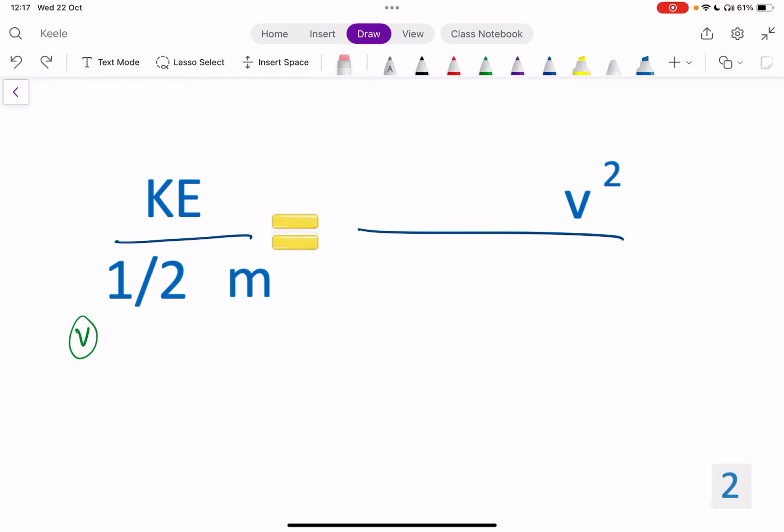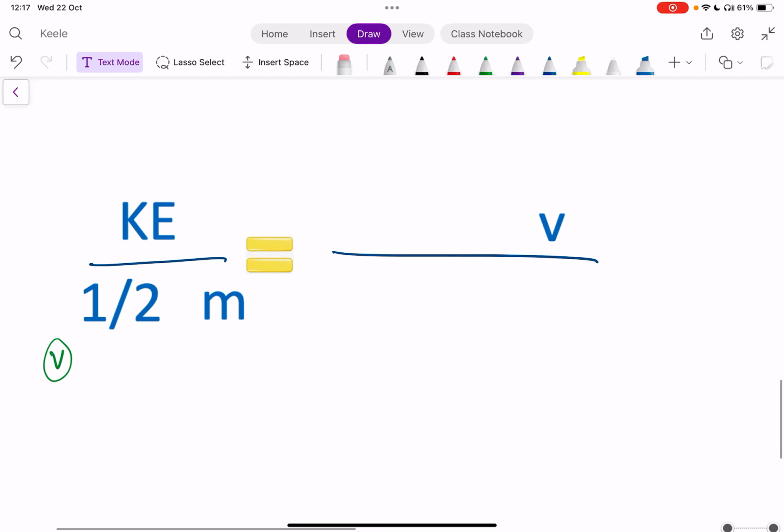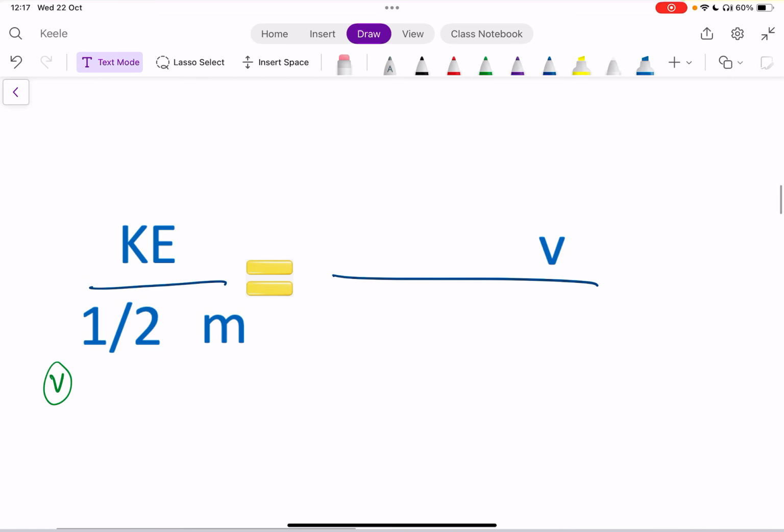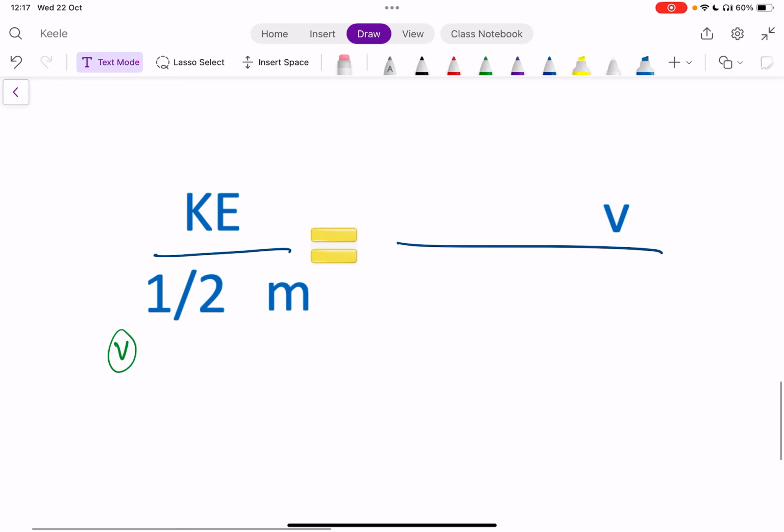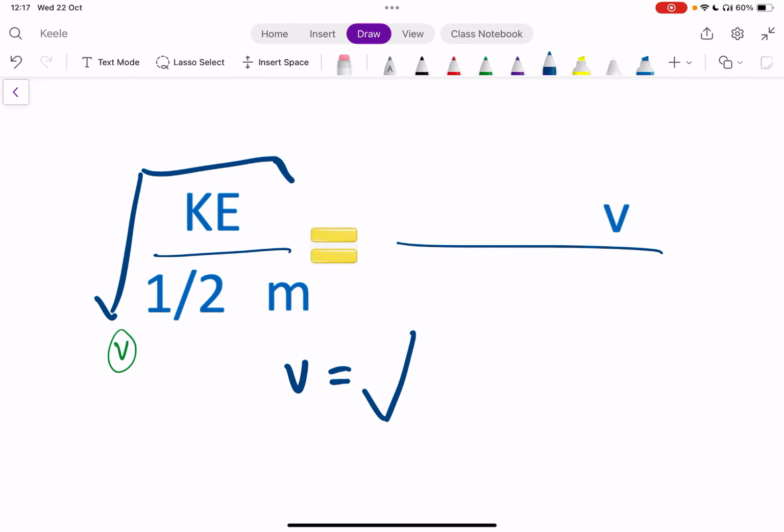When I come over this side, I'm going to pop that down there so it's totally out of the way. The opposite of squaring is square rooting. So that squared sign becomes a square root when it goes across. And you square root everything that's there. Now I've got an equation for velocity. Square root of kinetic energy divided by a half, or 0.5 m. Or it could be 2 times the kinetic energy over m. Again, it makes no difference at all.